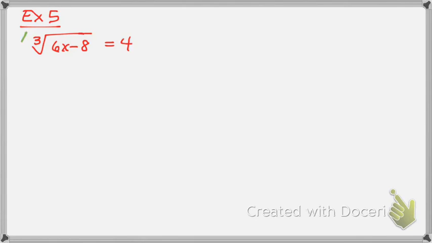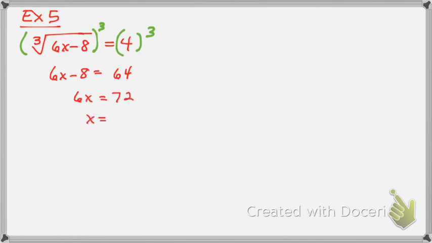Cube both sides, right? Cube both sides to get rid of the cube root. Okay, cube and a cube root cancel each other out. I'm left with just a 6x minus 8 on this side. How about 4 to the third power? That's 4 times 4 times 4, 64. Okay, well that's an easy enough equation to solve. Add an 8, right? So 64 plus 8 is 72. 72 divided by 6 is 12. So x equals 12, providing it checks.